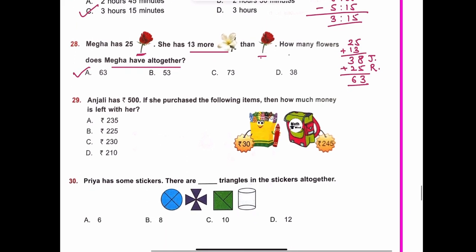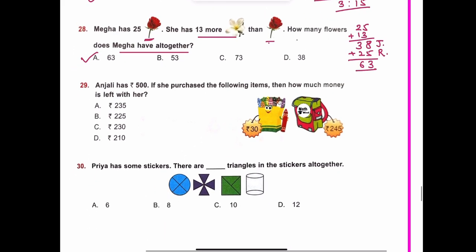Option A is correct. Next we have question 29. Anjali has rupees 500. If she purchases the following items, then how much money is left with her? Okay, so she purchased items of value 275, 240 plus 30, it is 275.